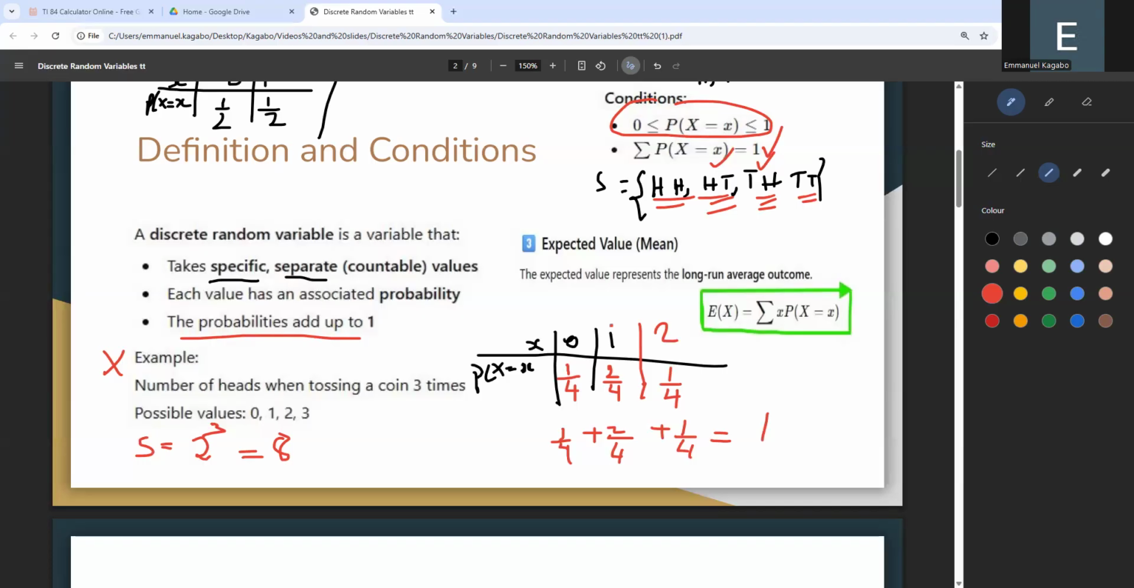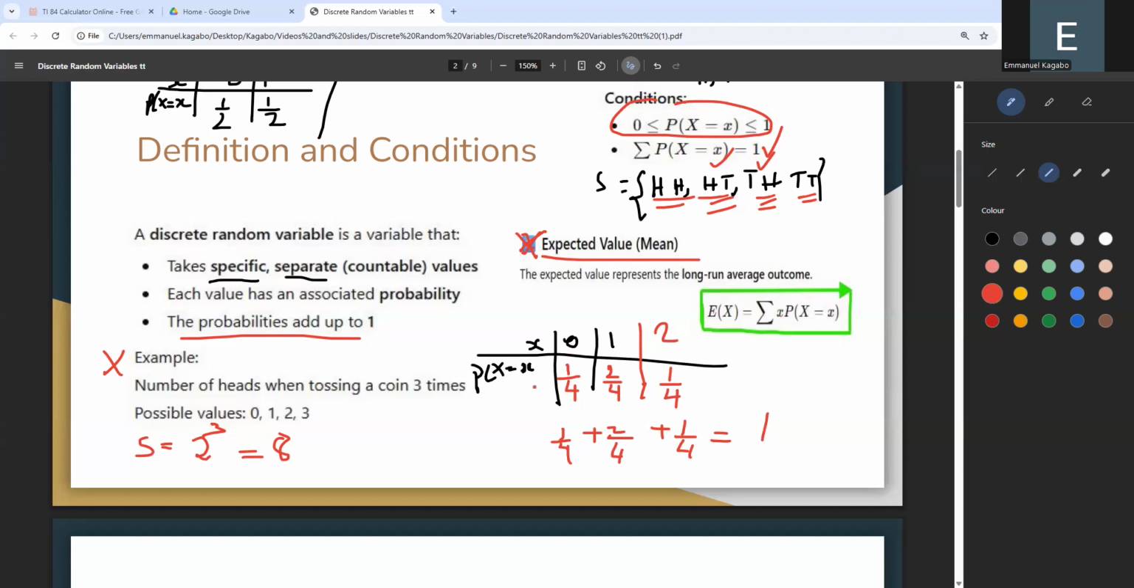Now, after understanding that discrete random variables take a specific value and have associated probabilities, and that the sum of all probabilities is going to be 1, the next thing to know is what we call expected value. How do we calculate that? We just get the sum of the products of the x values and their probabilities.